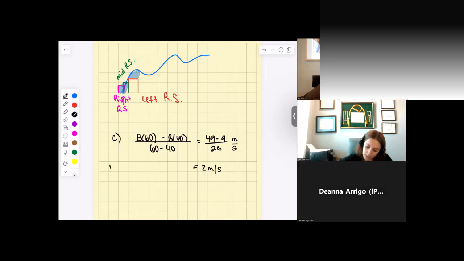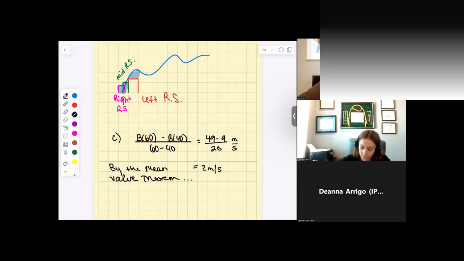So you would say by the mean value. Okay, so this is the mean value theorem? Yeah. By the mean value theorem, there must be a time t in the interval. Yeah, there is a time between 40 and 60 that the velocity is 2. Cool. So you get 1 point for showing your work there with the math, and then 1 point for writing the sentence explaining it. Okay.